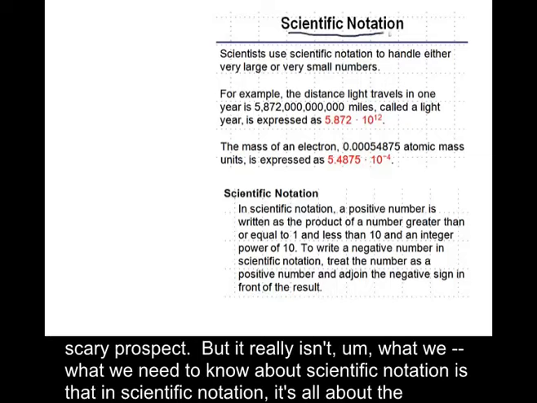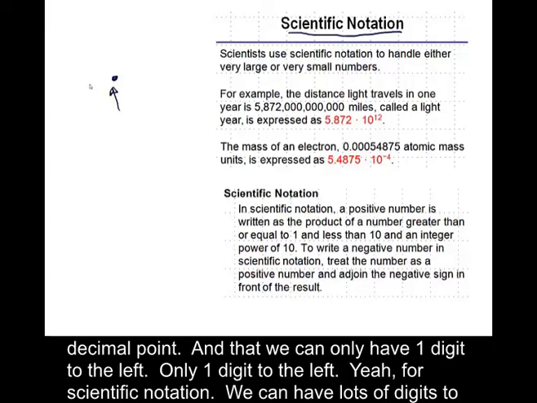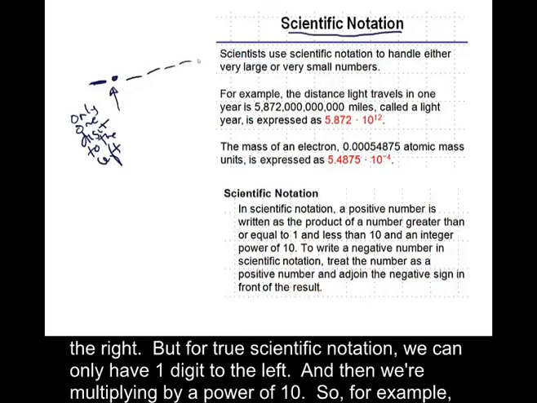Scientific notation. Scientific notation can be a scary prospect, but it really isn't. What we need to know about scientific notation is that it's all about the decimal point, and that we can only have one digit to the left. We can have lots of digits to the right, but for true scientific notation, we can only have one digit to the left, and then we're multiplying by a power of 10.